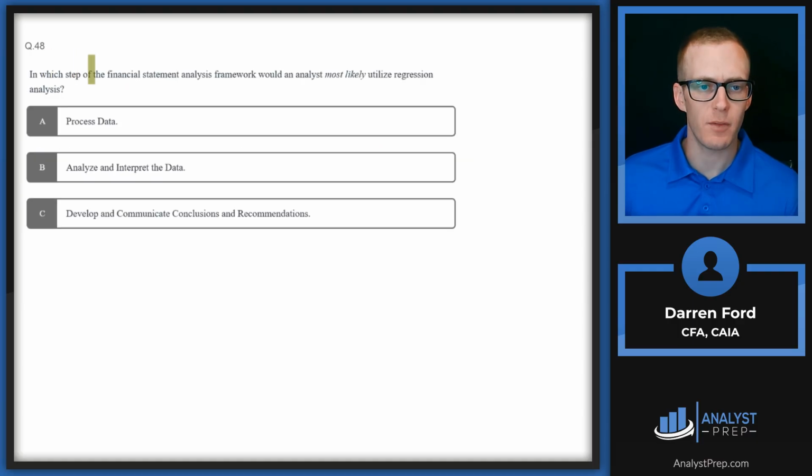Answer B. In which step of the financial statement analysis framework would an analyst most likely utilize regression analysis? Is it when processing data, analyzing and interpreting the data, or C, develop and communicate conclusions and recommendations? So for B and C, we're going to rule these out. This is going to be after the regression analysis. Regression analysis is going to take place during the processing data portion. After we've run the regression and processed the data, that's when we would be analyzing, and then we would be developing our conclusions and recommendations.